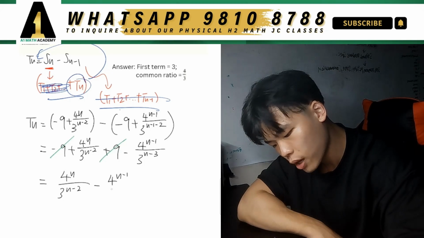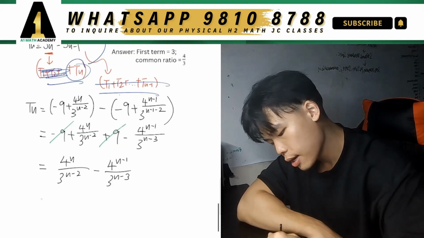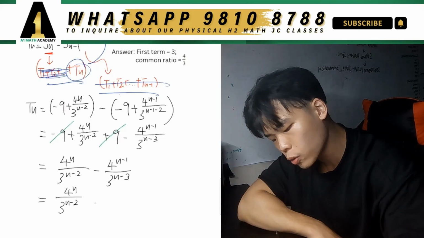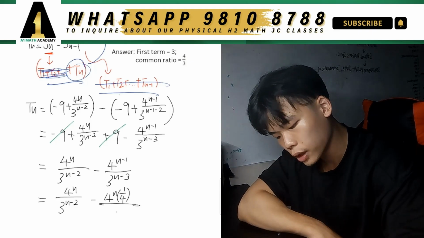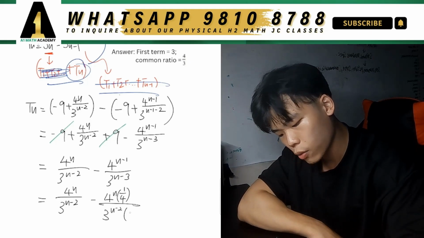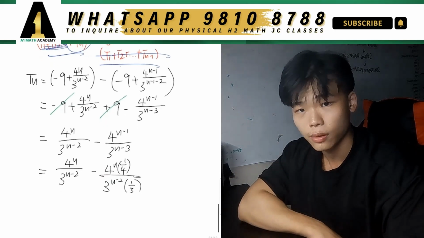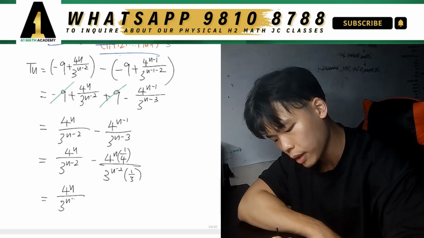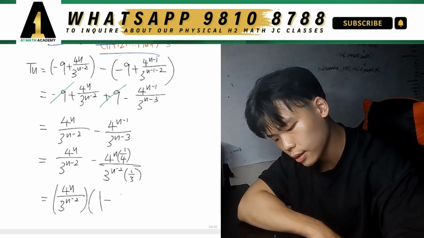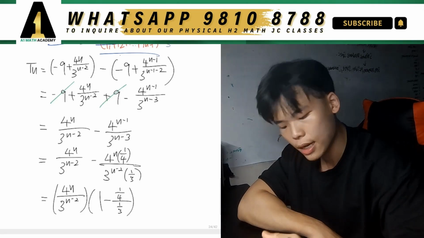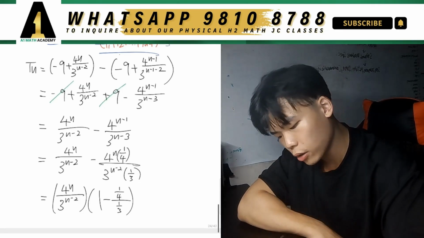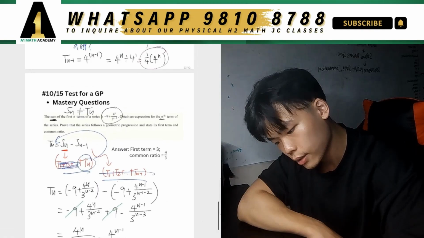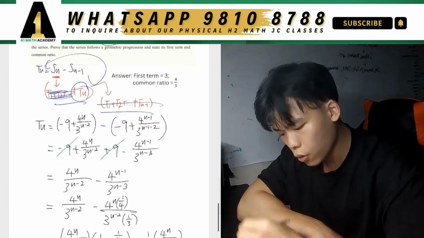and what's left is just 4n over 3n minus 2 minus 4n minus 1 over 3n minus 3. And then from here, you realize that you can factorize out. Here you have 4n over 3n minus 2 minus 4n bracket 1/4 over 3n minus 2 bracket 1 over 3. You can actually take out this. Therefore, from here, you are able to factorize. So you have 4n over 3n minus 2 bracket 1 minus 1/4 divided by 1/3, which is essentially just 3/4. So your final value here is just 1/4 of 4n over 3n minus 2. So that is your general term, Tn, over here.